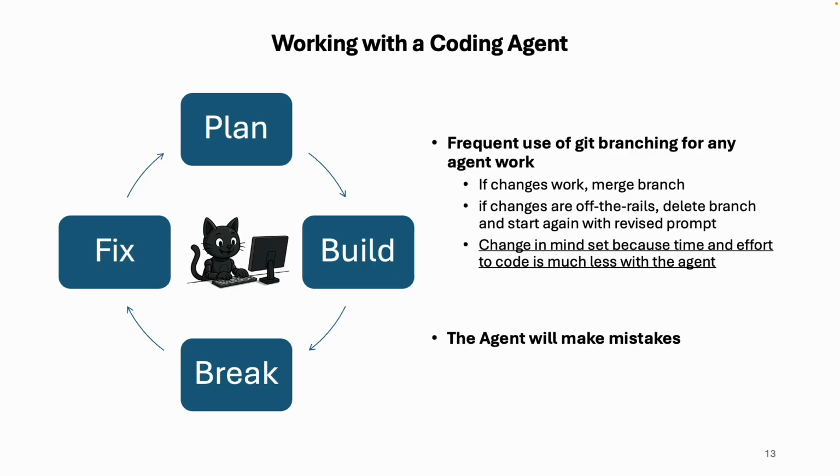This loop, plan, build, break, and fix, became my normal development rhythm. I use Git branches heavily during this process. Each experiment or prompt revision went into its own branch, which made it easy to isolate the changes. If the agent made a mistake, I could simply delete the branch and start fresh without worrying about breaking the main codebase. That flexibility was key. The agent is powerful, but it's not perfect. Treating each iteration as a branch kept things safe, clean, and easy to recover from when something went off the rails.